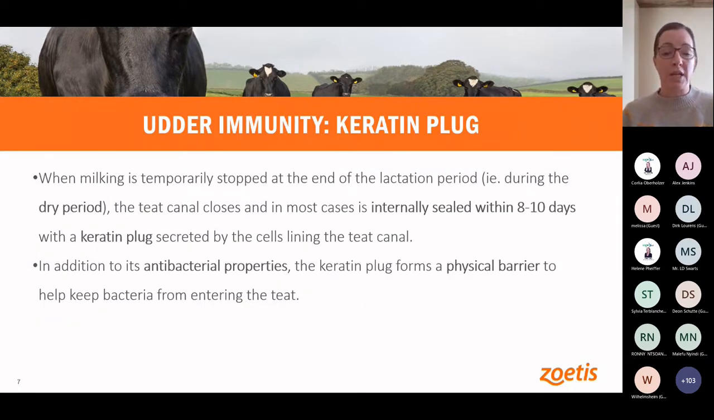However, when lactation ends and the dry period starts, obviously milking is stopped, so there's no more of that flushing effect. The teat canal closes, and in most cases, a keratin plug forms in the teat canal. Right. So this keratin plug is a physical barrier to pathogens that enter from the environment or on the teat skin, and it also has some bacteriostatic effects. So that helps prevent pathogens from entering the teat canal.